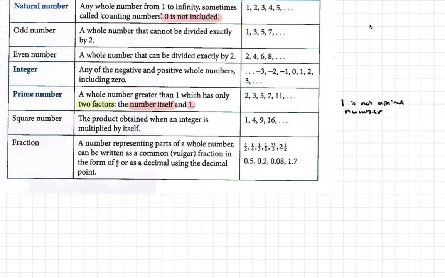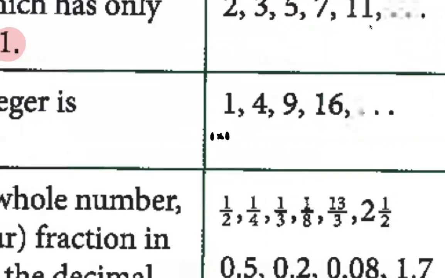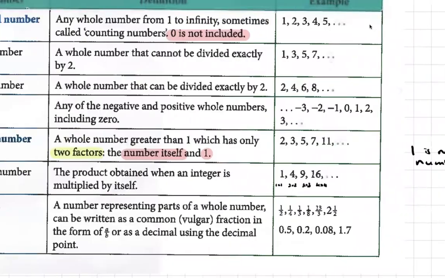Okay, next, square numbers. Square numbers are products obtained when a number multiplies by itself. So you can see here, 1 times 1 is 1, 2 times 2 is 4, 3 times 3 is 9, 4 times 4 is 16, and so on and so forth. And cubic numbers are the same.